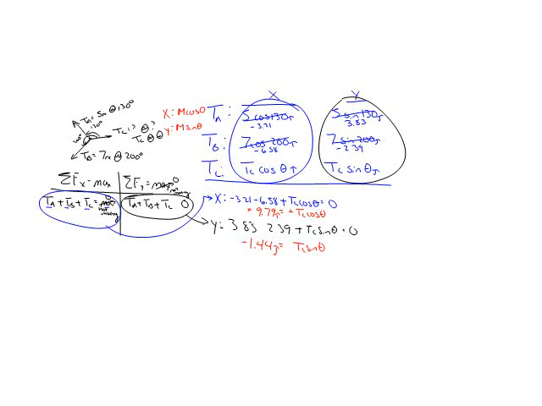Wouldn't that be negative TC sine? This was a positive number. I moved it to the other side and then I flip-flopped them. So this would be negative, that would be positive. I left this and moved that to the other side.